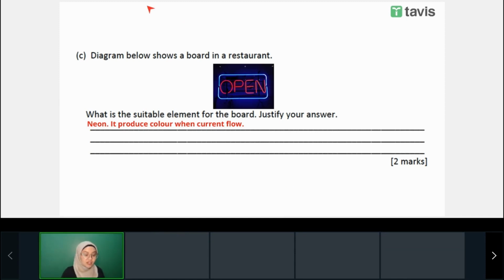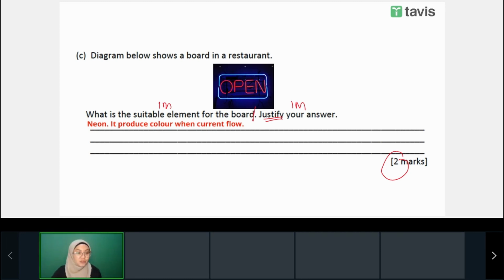This is an application question. The diagram below shows a board in a restaurant. What is the suitable element for the board? Justify your answer. The mark over here is 2. So 1 mark for the correct suitable element, and another 1 mark for your justification.